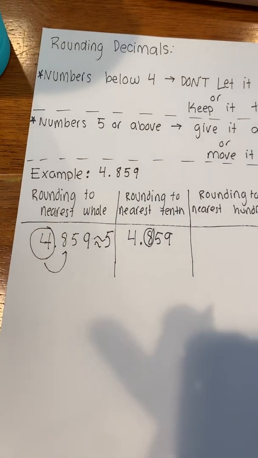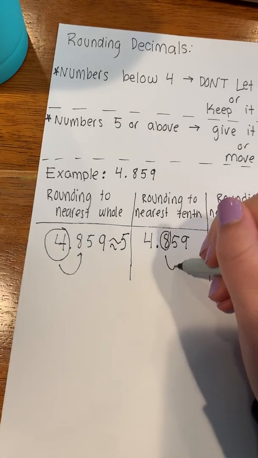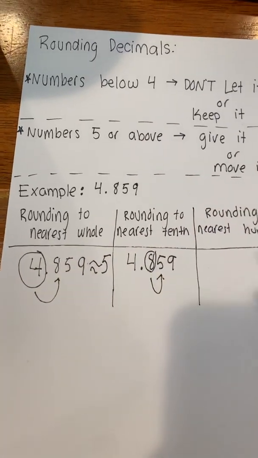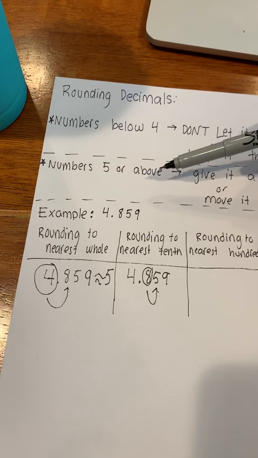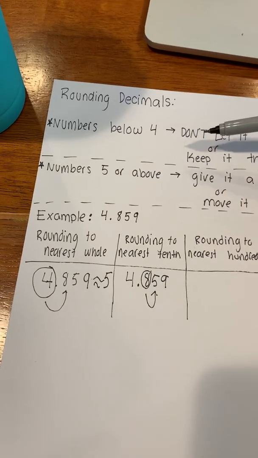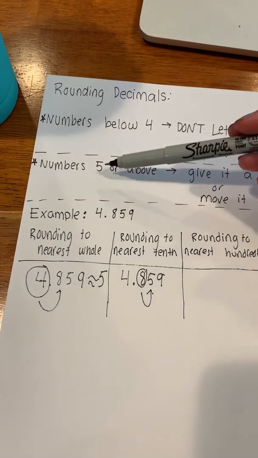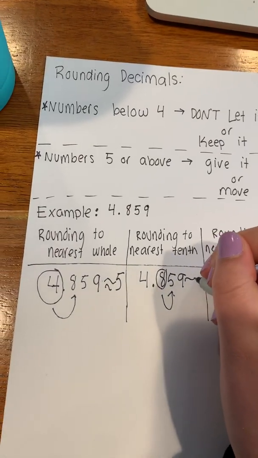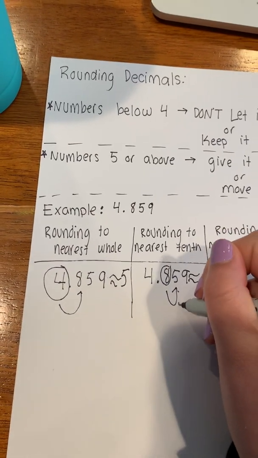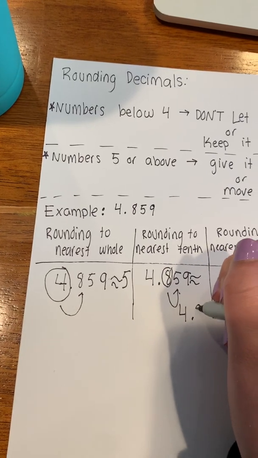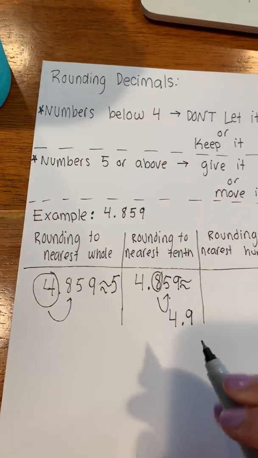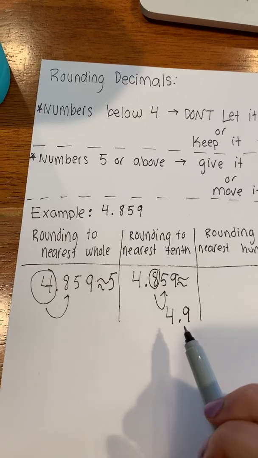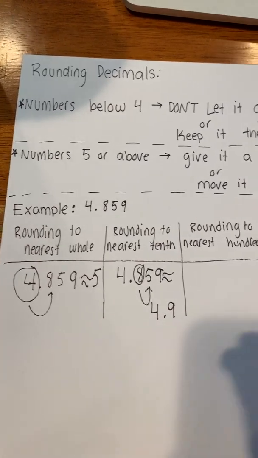So now we always look to the right, at the next door neighbor, which is a 5. Now you can reference our notes. Am I going to give it a shove or am I not going to let it grow? Well, I'm going to give it a shove because it's a 5 or above. So now we have 4 and 9 tenths. If I rounded to the nearest tenth, it would be 4 and 9 tenths.